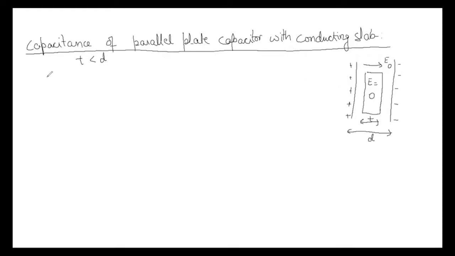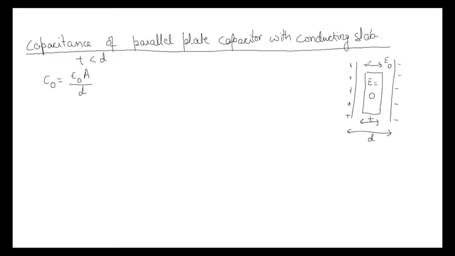First we'll write the expression of capacitance when this conducting slab is not inserted, when air is between the plates of the capacitor. We know that the capacitance of a parallel plate capacitor with air between the plates is given by epsilon naught into A upon D, where D is the separation distance between the two plates. So this is the capacitance when air is between the plates of the capacitor.